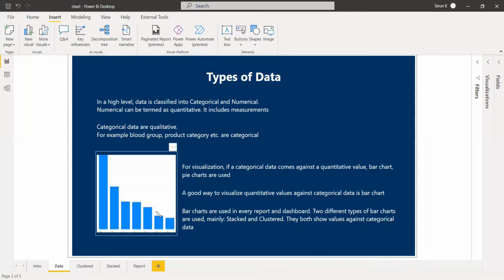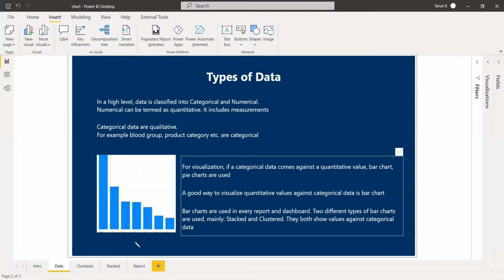The best use of the quantitative against the categorical data is in the form of bar chart. You can use pie chart also. In bar chart, usually every report or dashboard will be having a bar chart. And two different types of bar chart or column chart are stacked and clustered chart. Both you can show values against the categorical data.